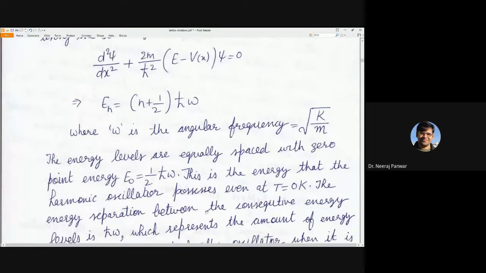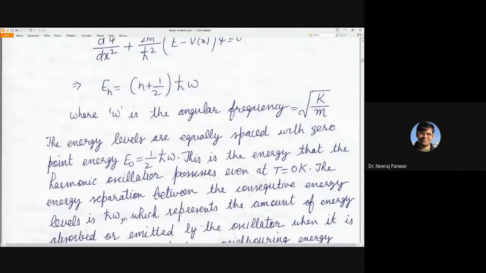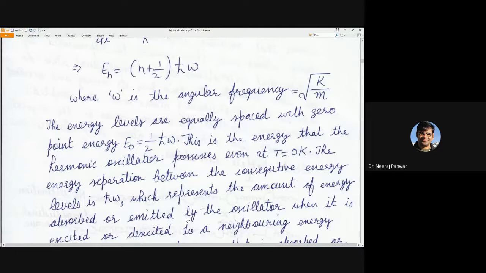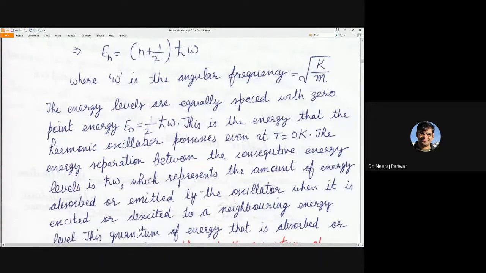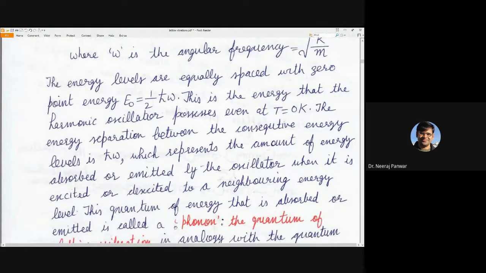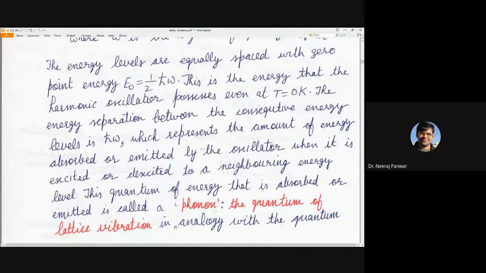The energy separation between consecutive energy levels is h cross omega, which represents the amount of energy absorbed or emitted by the oscillator when it is excited or de-excited to a neighboring energy level. This quantum of energy that is absorbed or emitted is known as the phonon. The phonon is analogous to the photon for electromagnetic radiation. Similarly, the phonon is the quantum of lattice vibrations.